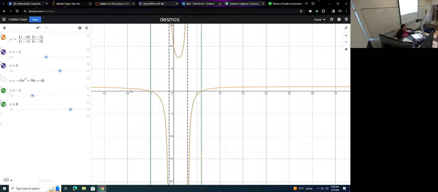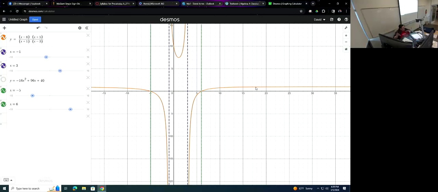Everything before -5 is positive, no matter which value I pick. Everything between -5 and -1, the y value is negative, it's below. No matter which x I pick, the y is always negative. Between -1 and 3, no matter which x value I pick, anywhere on this x line, if I find the corresponding y value, it's positive. The same thing happens between 3 and 6. They are all below the axis, so they're negative. And after 6, they are all positive.